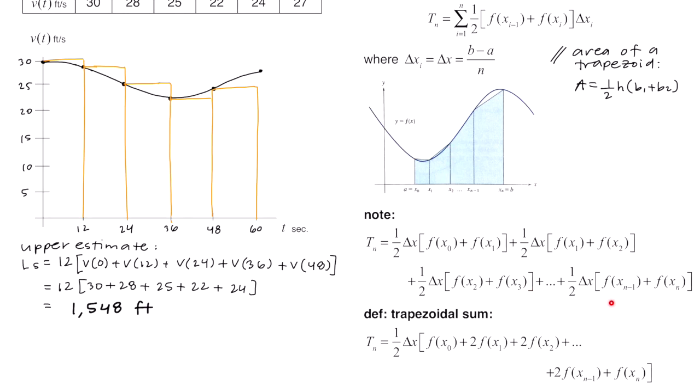And so what happens is you can rewrite this as 1/2 change in x factored to the front. You have the first base right here. The second base has a 2 in front because it's used twice. The third base also has a 2 in front because it's also used twice. And that pattern keeps going until you get to the last trapezoid. This last base is only used once, so that's why it does not have a 2 in front.